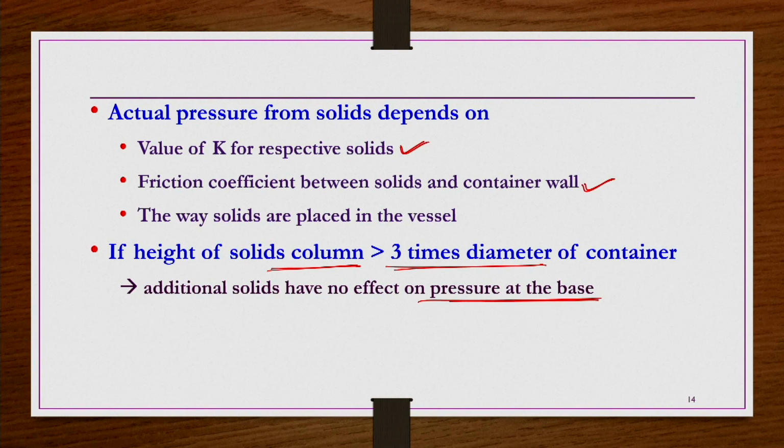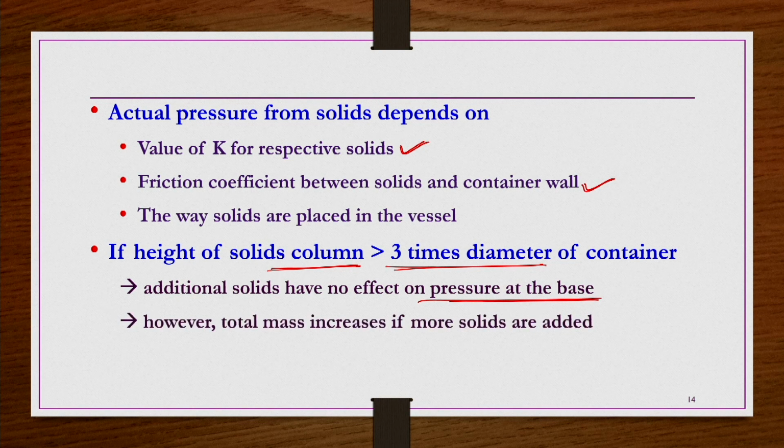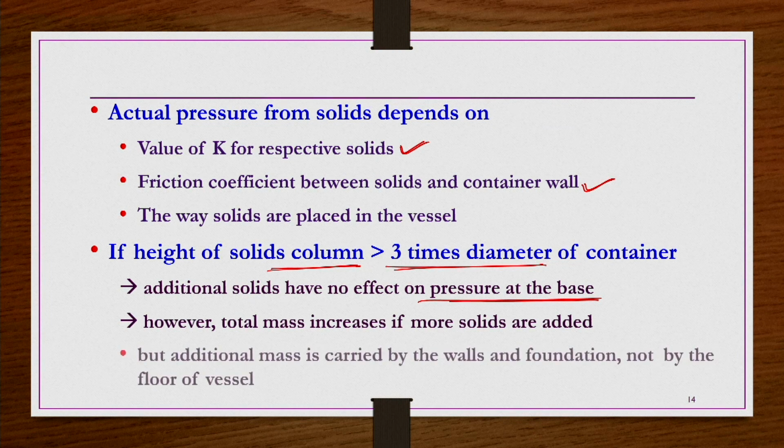But as long as you maintain the design in such a way that the height of the solids column is 3 times or greater than 3 times the diameter of the container, additional solids will not have an effect on pressure at the base. However, obviously when you take more material, the total mass of the solids will add up. But this additional mass is carried by the walls and foundation, not by the floor of the vessel.